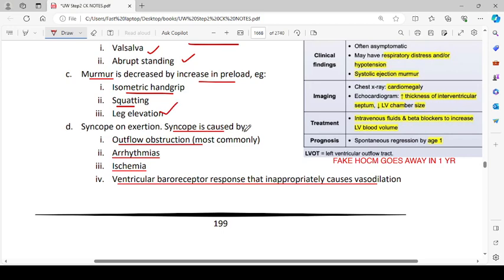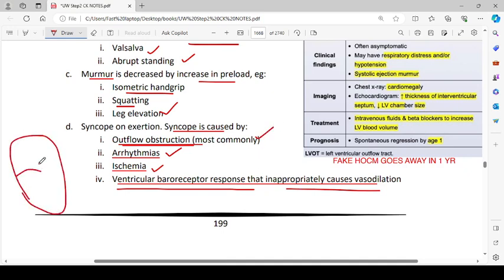Syncope on exertion. Syncope is caused by outflow obstruction, and most commonly arrhythmias, ischemia, and a ventricular baroreceptor response that inappropriately causes vasodilation. Okay, so syncope is mostly because of outflow obstruction. Suppose this is the heart and this is the septum between the ventricles, and these are the tricuspid valve and mitral valve. So this is the hypertrophied interventricular septum. Now the anterior cusp of the mitral valve becomes adherent to this thickened interventricular septum, and the outflow tract to the aorta is obstructed. So that can lead to syncope.